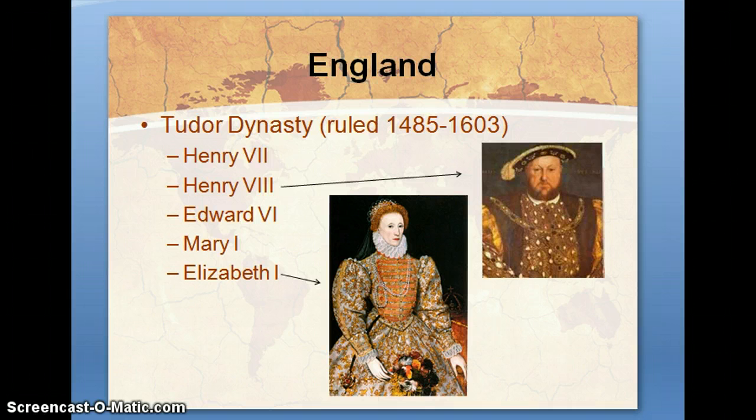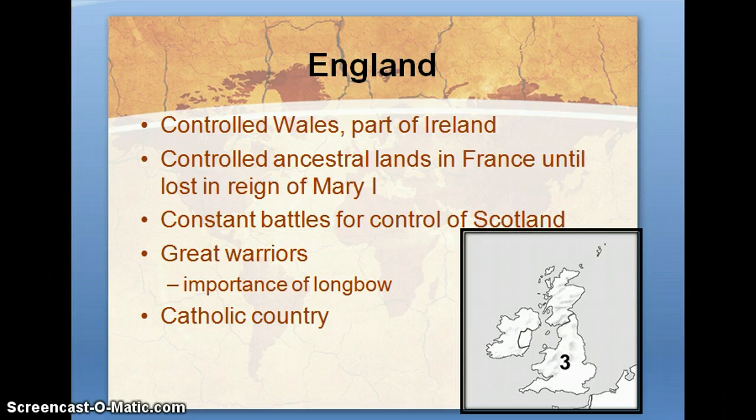Now, our first European power is going to be England. They are ruled by the Tudor dynasty. Tudor is the last name. Henry VII, Henry VIII, Edward VI, Mary I, and Elizabeth I. Okay, the two important ones are going to be Henry VIII and Elizabeth I. They will be very important during our Protestant Reformation unit. England is going to control Wales and part of Ireland. Wales is to the left of the little number 3. They control the part of Ireland that is circled.